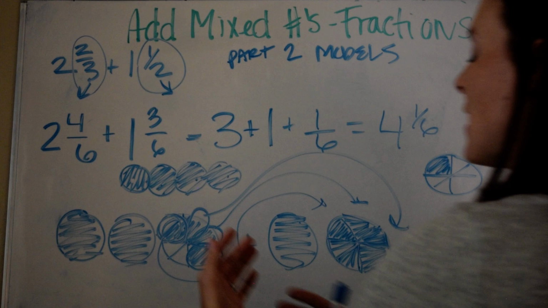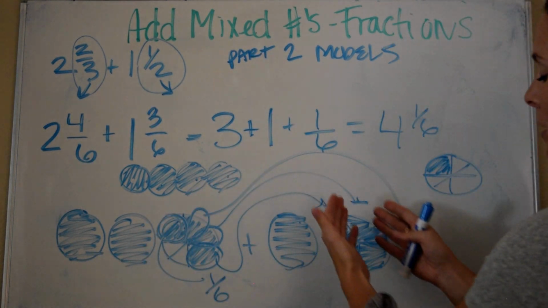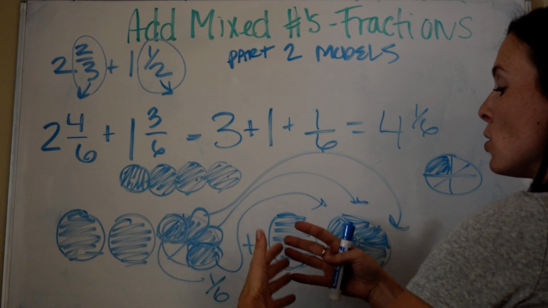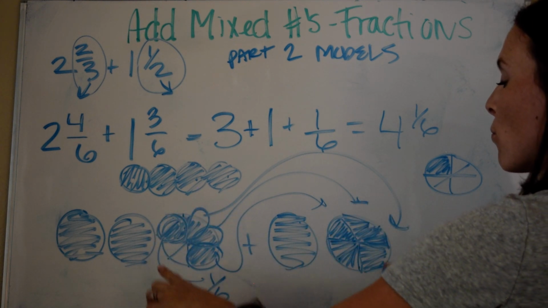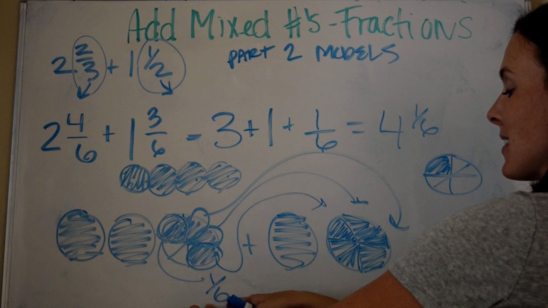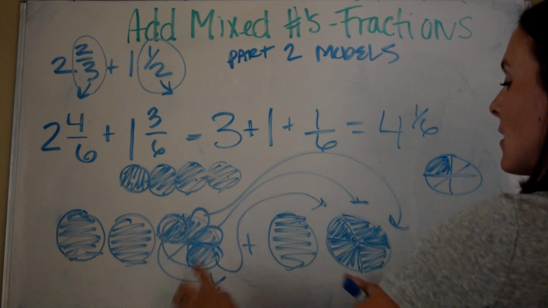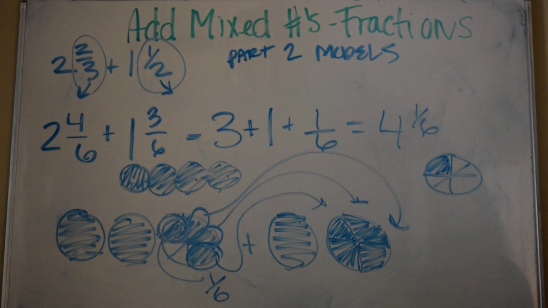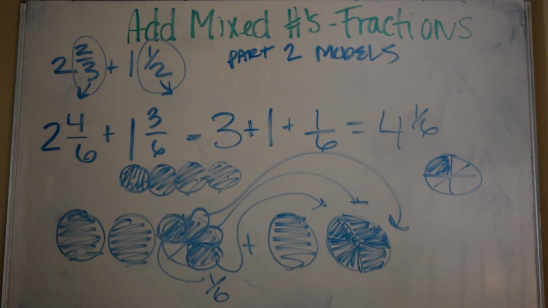I was able to take these pieces and put them into this one and combine them, but I only was able to do that because they were both represented as 6 as the denominators, or there were 6 pieces. If they're different, I can't do that. So that's why we needed to find the common denominator and get the denominators to be the same.